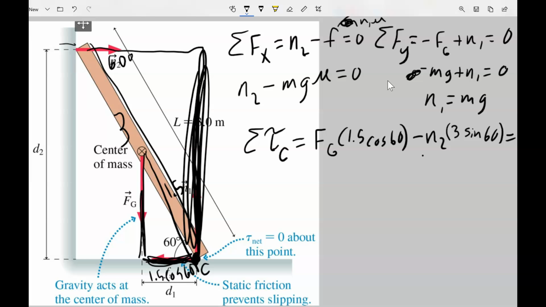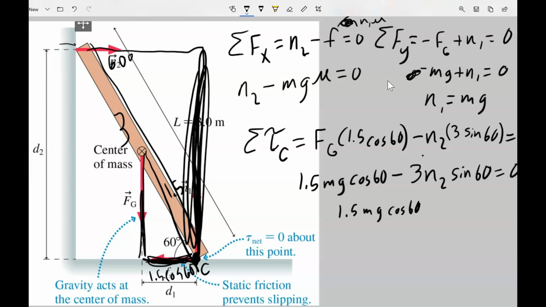All right, now let's see, Fg, that's just the whole mass of the ladder acting at that center of mass. We can treat it like that. So that's mg, so it's 1.5 mg cosine 60 minus N2 times 3 sine 60. That equals 0. Notice I got the same variables here. I'm going to solve for N2 so that I can substitute in for this N2. That's going to be 1.5 mg cosine 60 equals N2 times 3 sine 60.